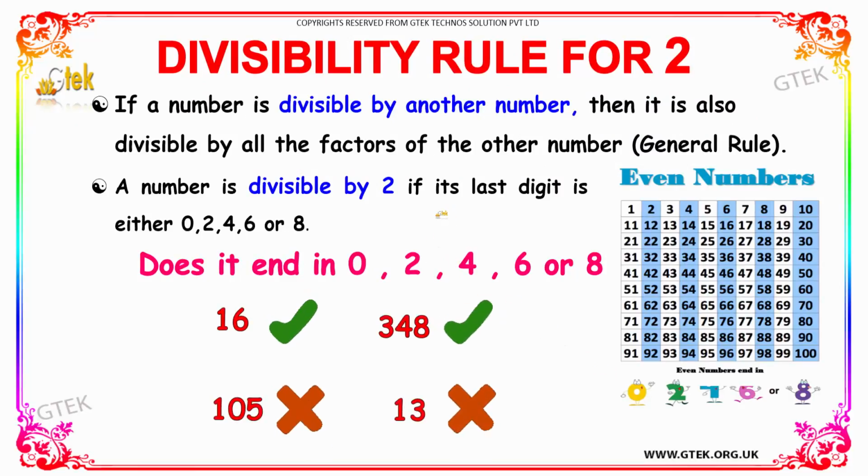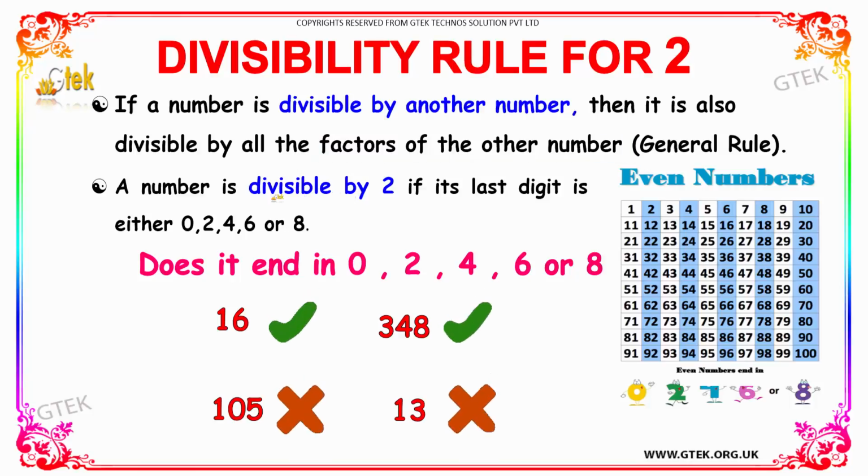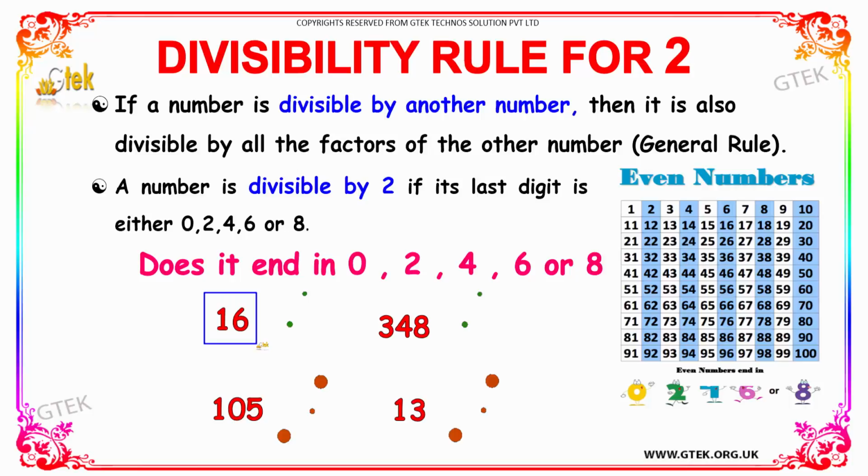If a number is divisible by another number, then it is divisible by all the factors of the other number, which is a general rule. So here we are going to apply this in particular for 2. A number is divisible by 2 if its last digit is either 0, 2, 4, 6 or 8. So we are going to guess some of the numbers, whether they are divisible by 2 or not.